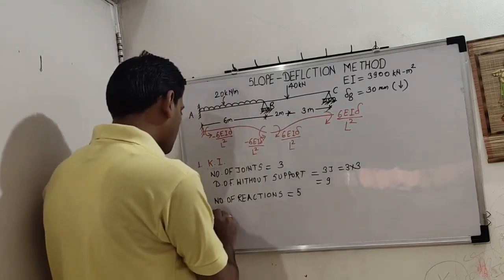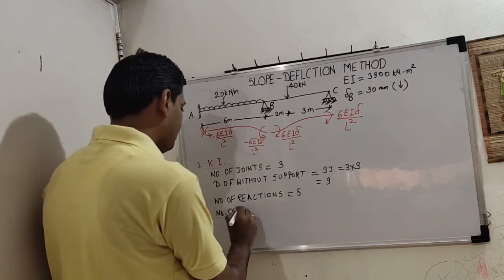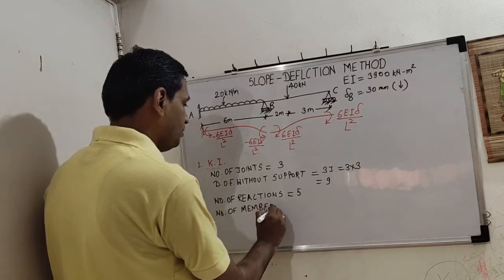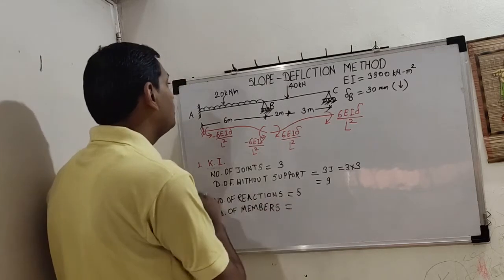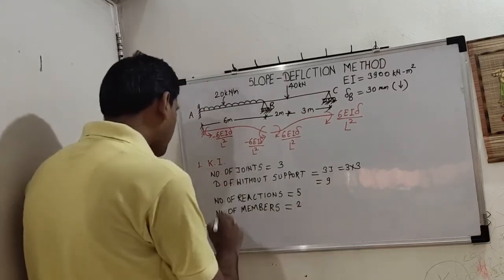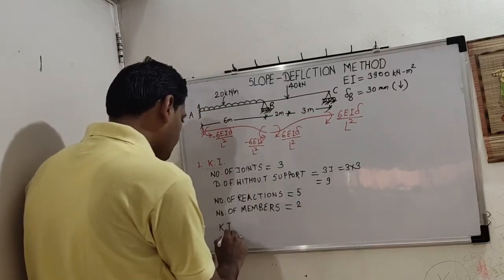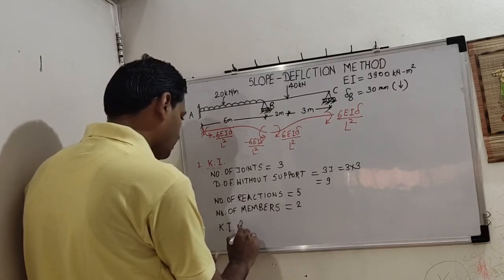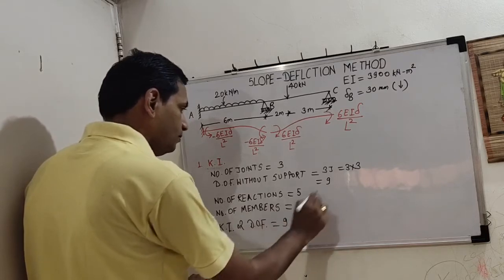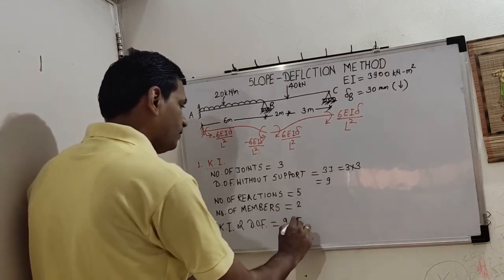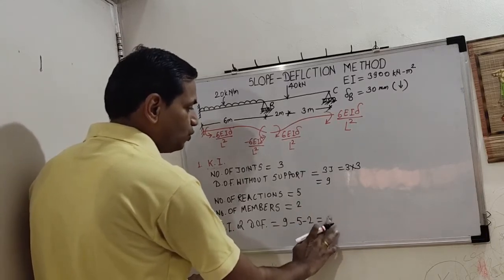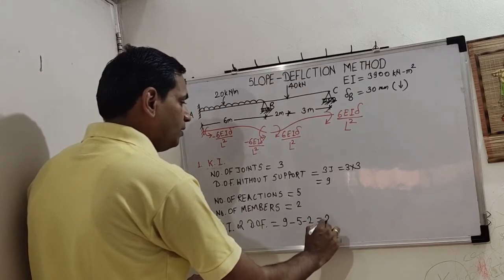Then, how many number of members are there? Number of members. They are AB and BC, 2. So our Ki value or degree of freedom is equal to 9 minus 5 minus 2. So this is 2. Okay.